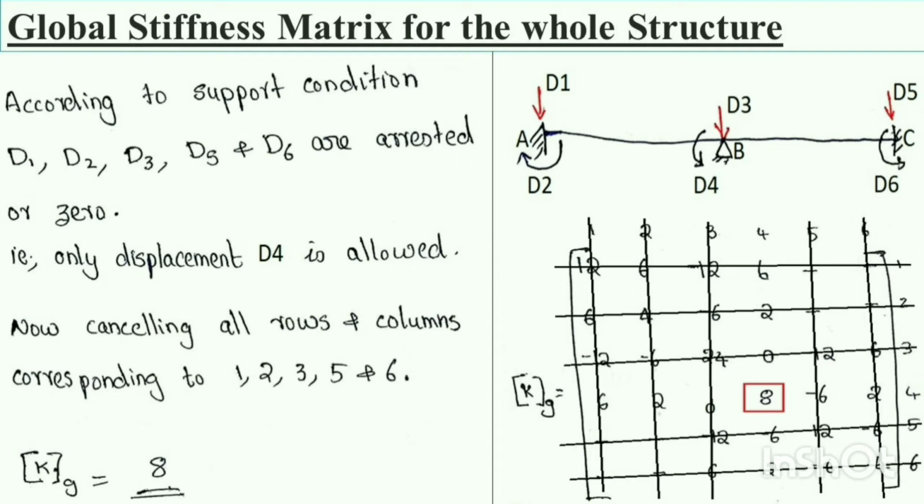Okay. Now cancelling all rows and columns corresponding to 1, 2, 3, 5 and 6, the element that exists is 8, which is element 4,4, that is, fourth row and fourth column. Therefore, the global stiffness matrix for this whole structure Kg is equal to 8.